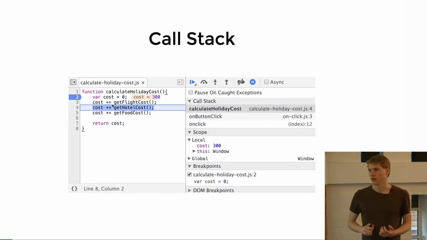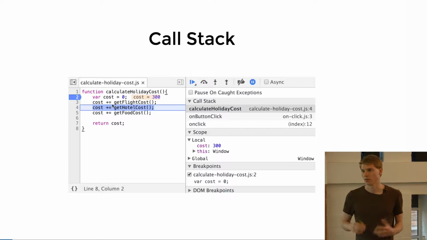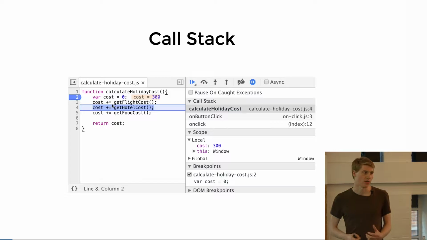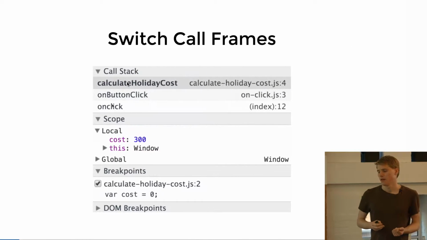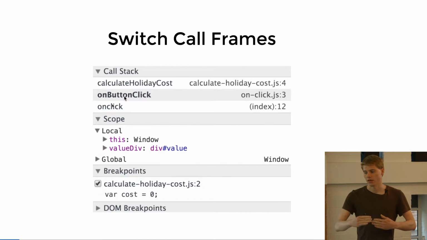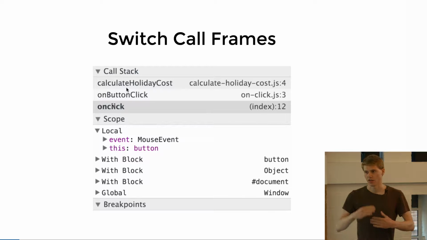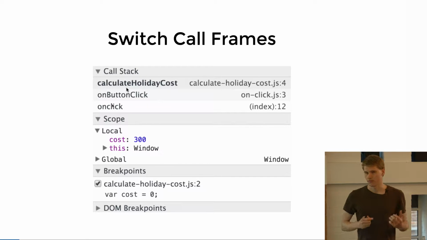In addition to showing you the local variables, Chrome is also going to show you the call stack, which just explains, okay, why is this function running? So what were the functions that led up to this function being called? By clicking on the individual call frames, you can see the local scope in each function. And those values are also then available in the console for you to work with.